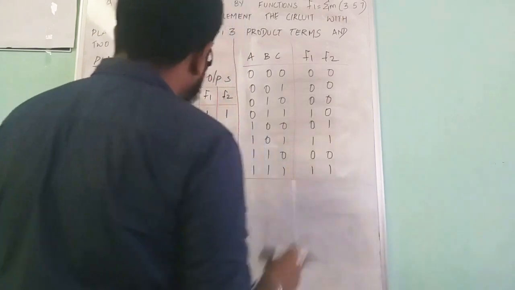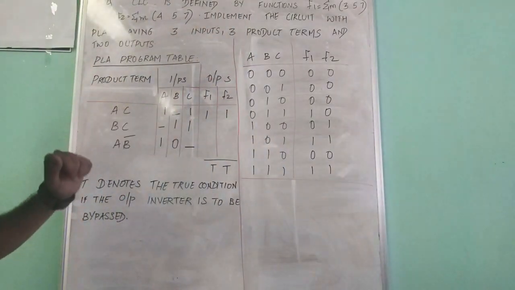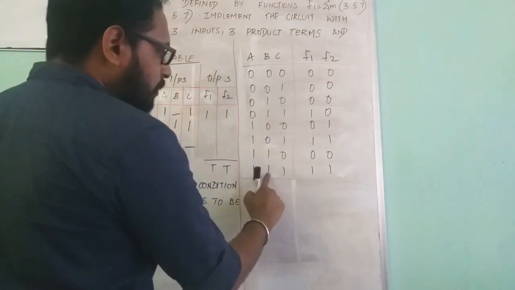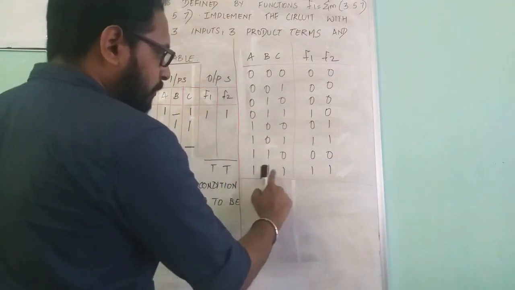So our next step will be dash 1 1. Here we have 1 1, right? Here also we have 1 1. Let's check.